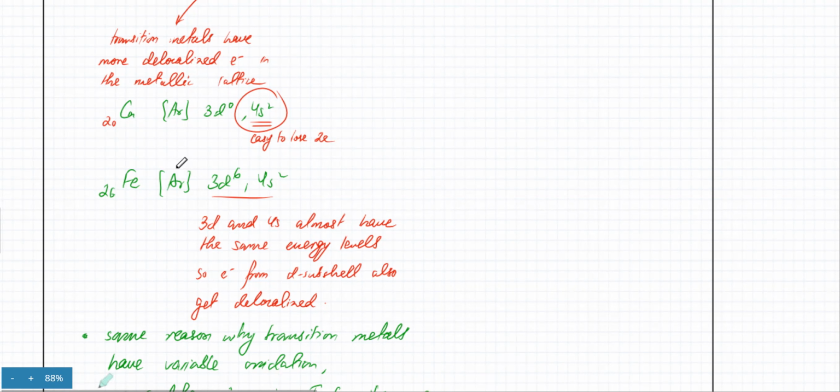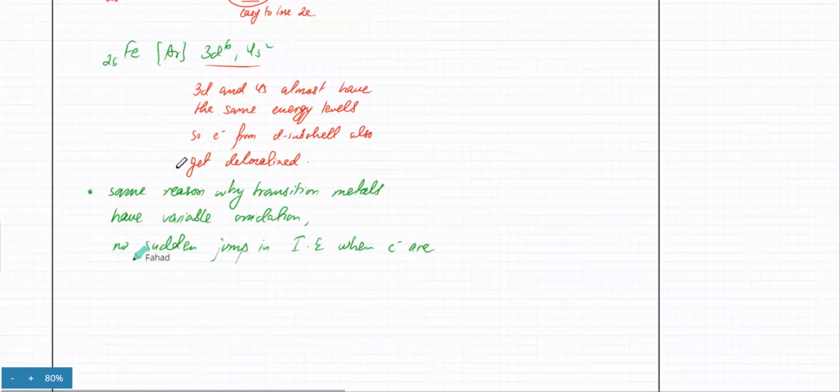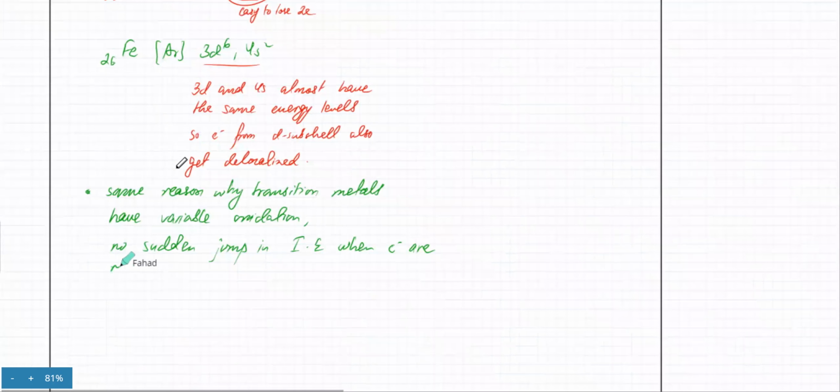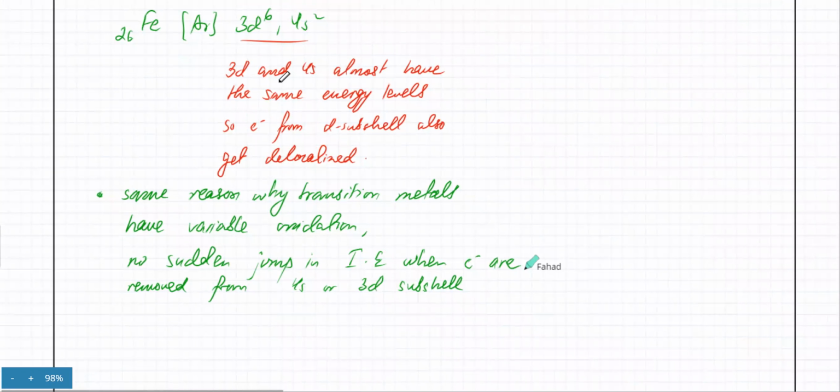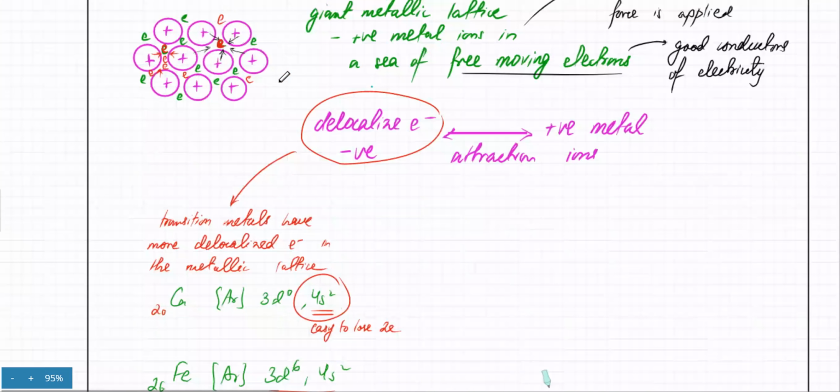So when electrons are removed from the 4s or 3d subshell, you don't get these drastic increases in ionization energies, because the 3d and 4s are almost similar orbitals. They almost have the same energy level. So anyways, that's the first factor.